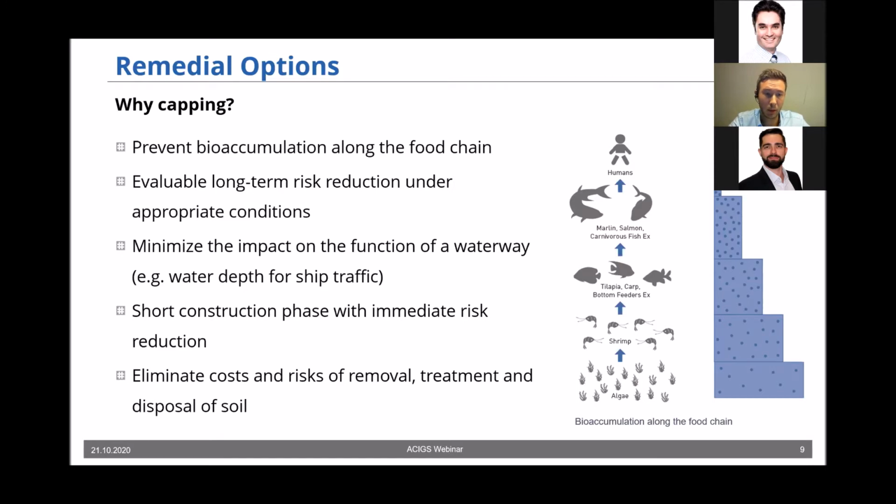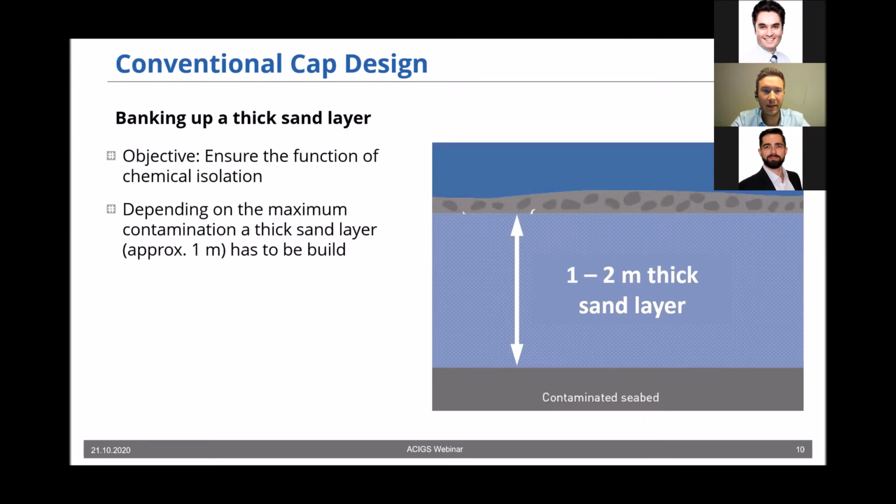We want to have a short construction phase, of course, with the immediate risk reduction, as I said before. And in the best case, we don't want to have high costs and high risks, for example, for the removal, the treatment, and the disposal of the soils. These are all advantages, or better said, requirements that we have on a cap design. So let's start with a conventional cap to have a better understanding of what we have to look for.